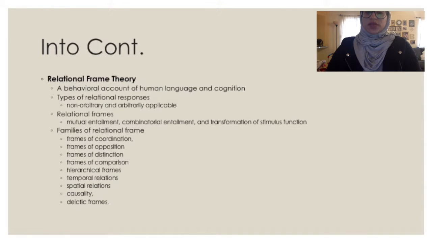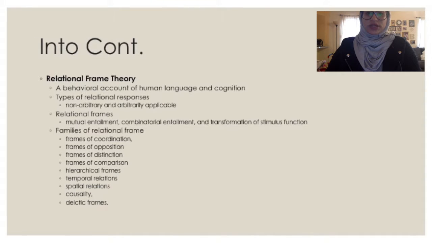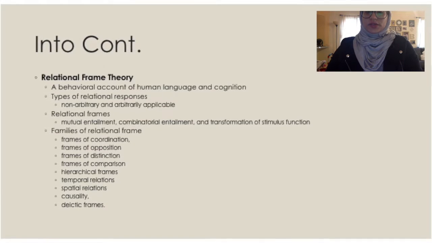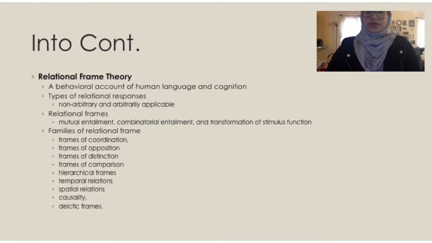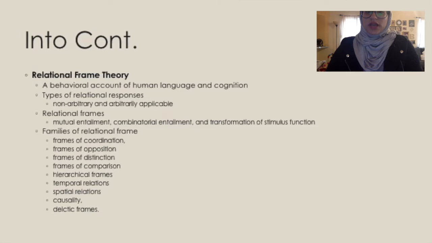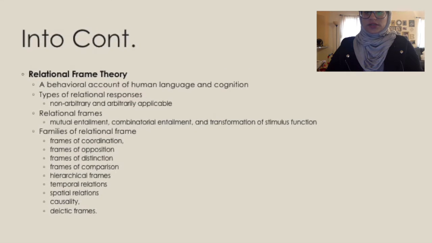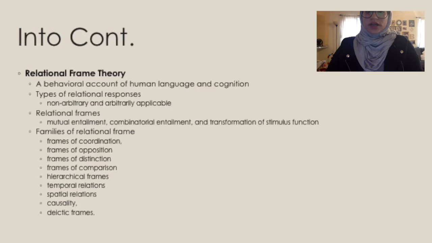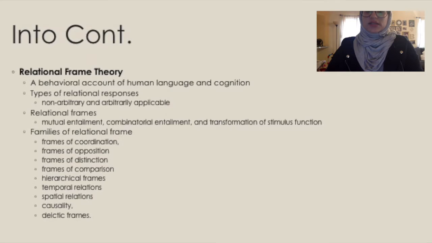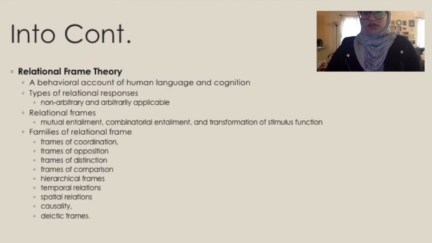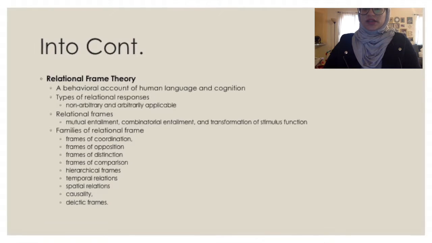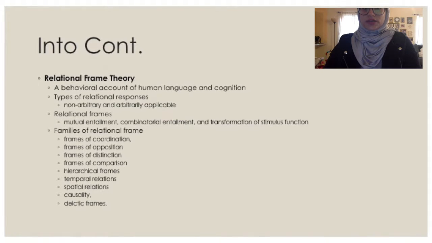Relational frame theory is a behavioral account of human language and cognition as proposed by Hayes, Barnes-Holmes, and Roche. There are 2 types of relational responses: non-arbitrary and arbitrarily applicable. Relational frame theory states that relating is a generalized operant, and in the event that an individual is exposed and taught significant exemplars of relational responding, they will ultimately be able to relate any stimulus to another without direct training and in novel contexts. Researchers in RFT were able to identify specific patterns of relational responding known as relational frames.